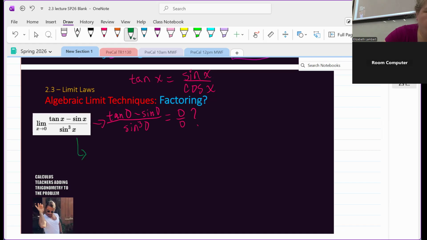So now we're going to go ahead. Tangent is the same as sine of x over cosine of x, minus sine of x, all over sine cubed of x.